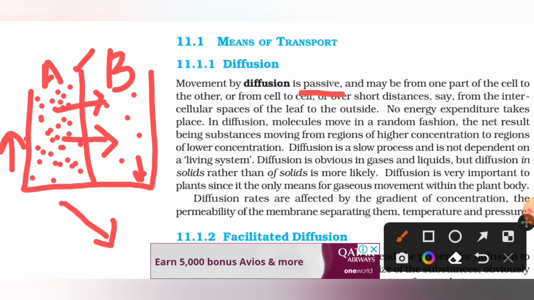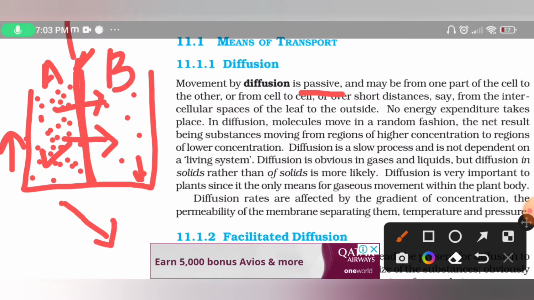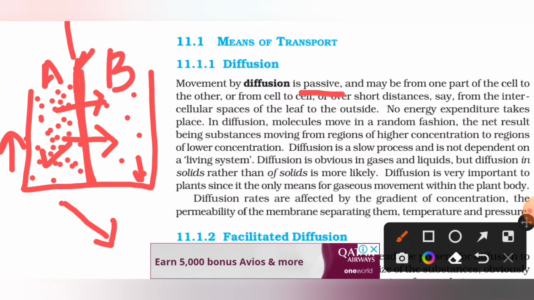All these diffusion rates, like movement of particles, are affected by many factors. First is the concentration, which is present more in this beaker A. The second is the permeability membrane here, which I have drawn. This is the permeability membrane. That also plays an important role in the diffusion rate. And also the external factors like temperature and pressure.